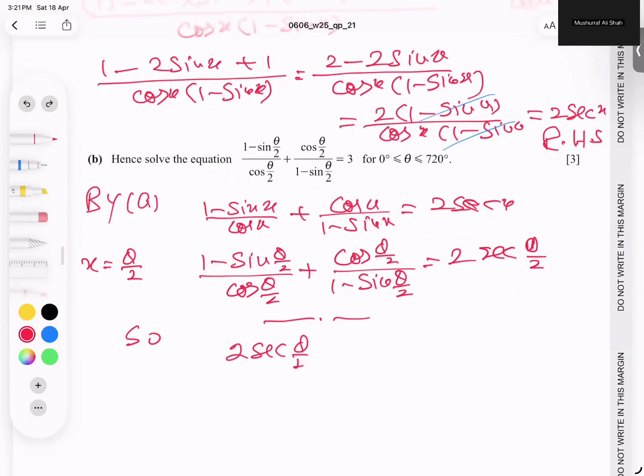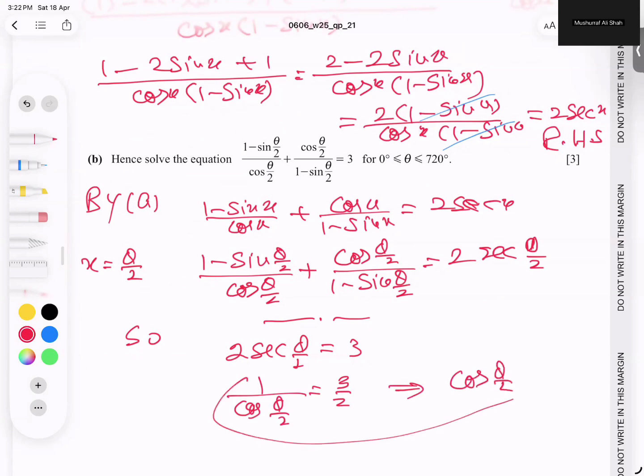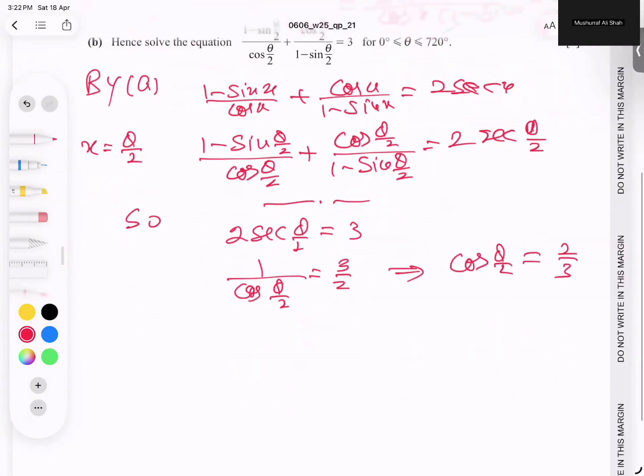I think all students are understanding well. 2 will go down, I get secant theta over 2 equal to 3 over 2. But secant is 1 by cos. If I flip the left side, cos theta by 2 goes up and 1 down. On the right hand side, 2 up and 3 down. Okay, now students, I can take this as alpha, and cos is positive in the first and fourth quadrant.